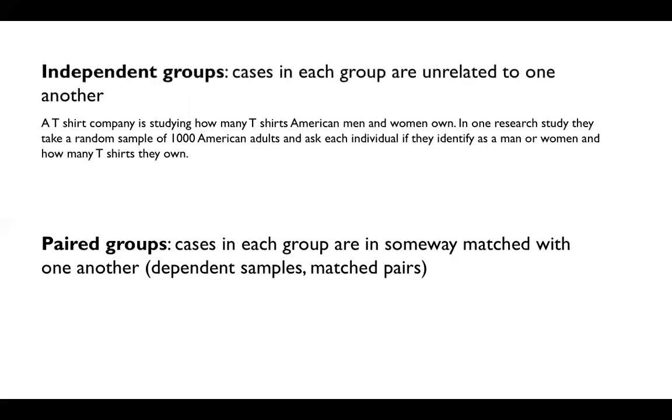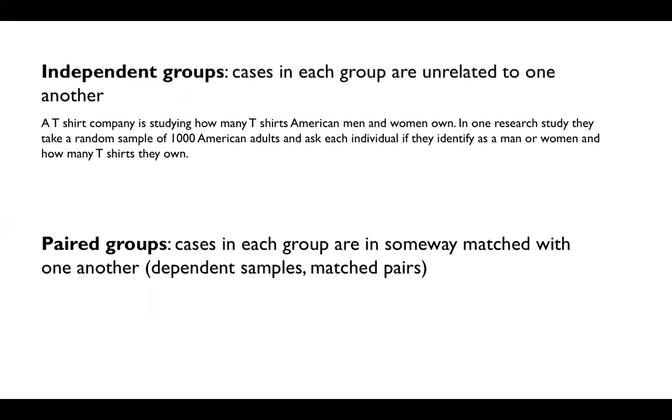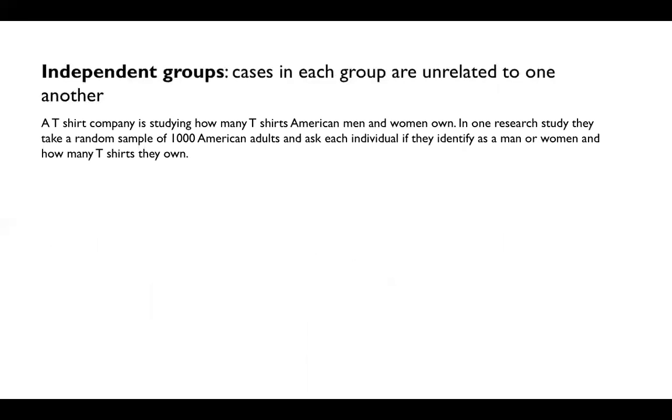So we're going to look at independent groups and paired groups. To start with, independent groups are cases in each group that are unrelated to one another. So if you're looking at a t-shirt company that studies how many t-shirts American men and women own, if they take a random sample of 1,000 American adults, and ask each individual if they identify as a man or woman, and how many t-shirts they own, the number of t-shirts a man owns will not affect the number of t-shirts that a woman owns. That's why these are independent groups of one another.